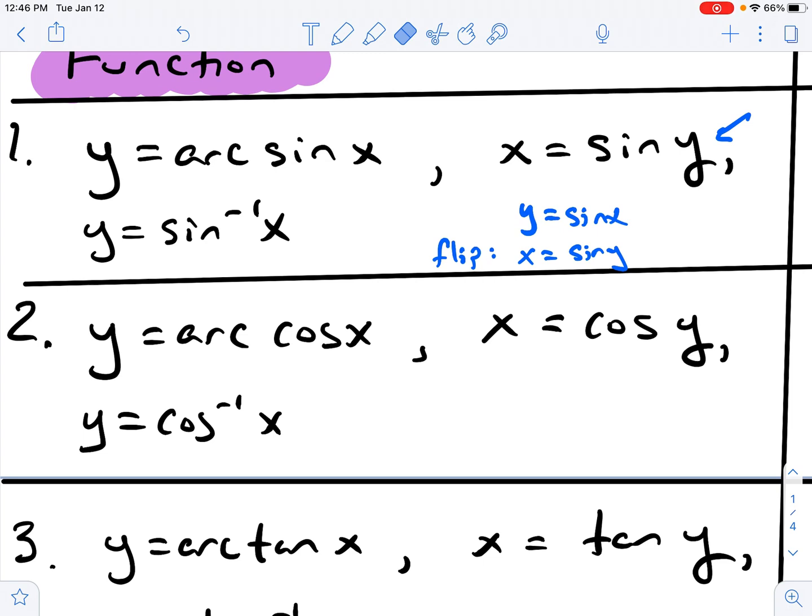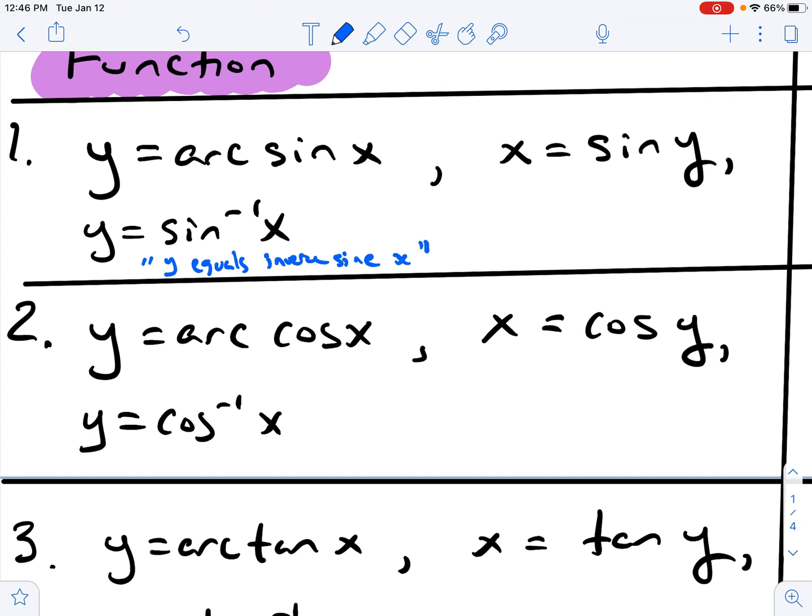So look, we are responsible for three different ways of being told we're dealing with an inverse trig function, okay? It's either going to be y equals arc sine, y equals sine with what looks to be a -1 exponent, but again, that means inverse sine. That's what we say. We say y equals inverse sine x here, okay? Or x by itself in terms of y.